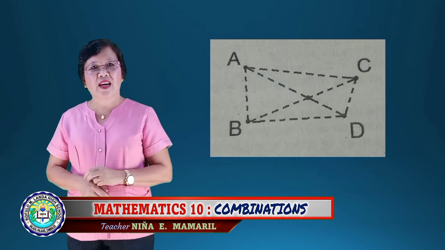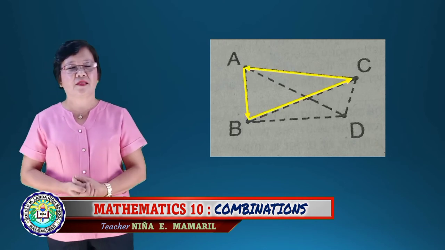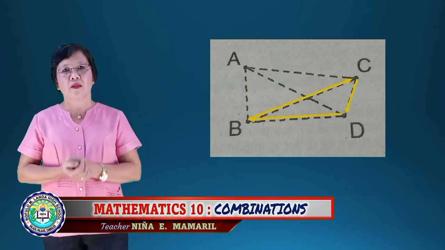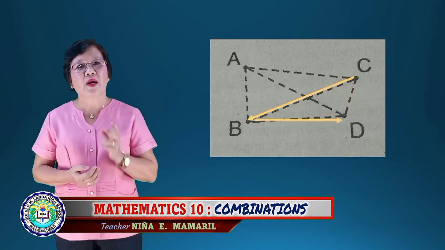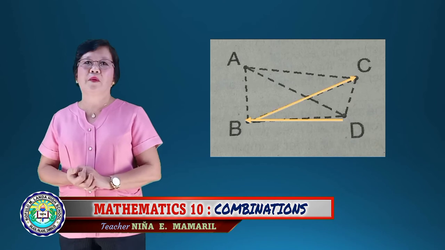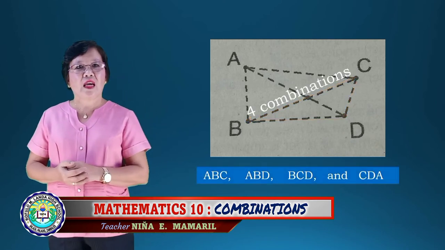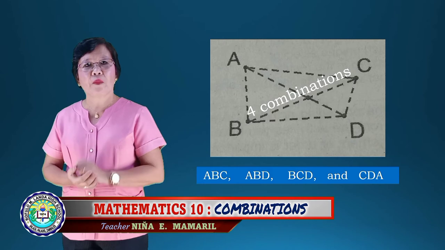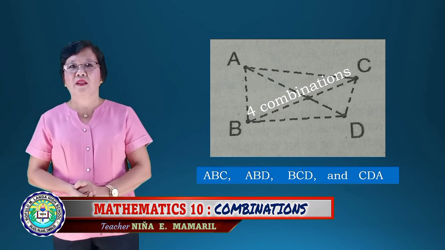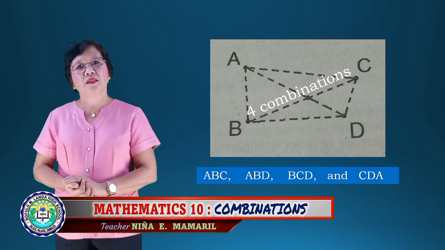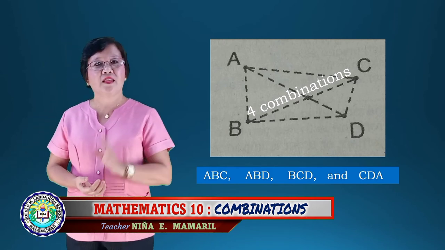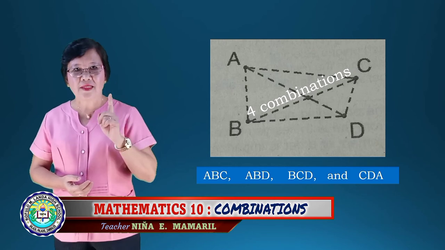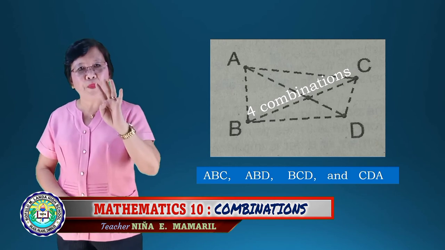We can see that triangle ABC is the same as triangle BCA and triangle CBA. In the same manner, triangle BCD is the same as triangle CBD and triangle DBC. This is another illustration of combination. The different triangles that can be formed are triangle ABC, triangle ABD, triangle BCD, and triangle CDA. So observe that we have four triangles formed. Thus, there are four combinations.